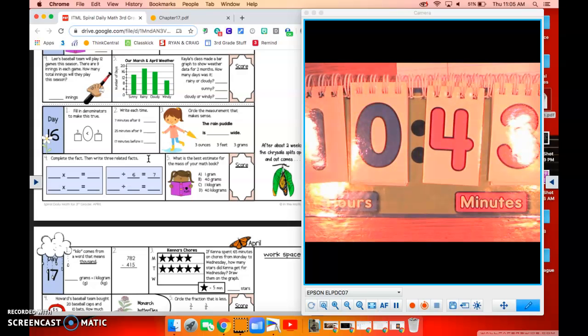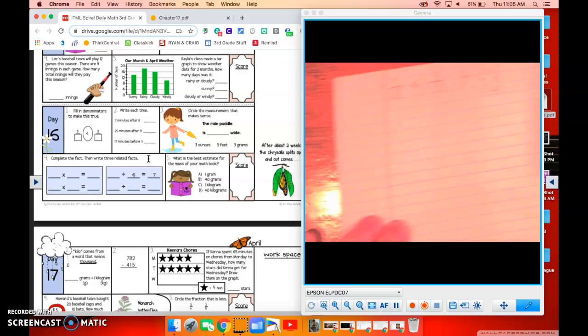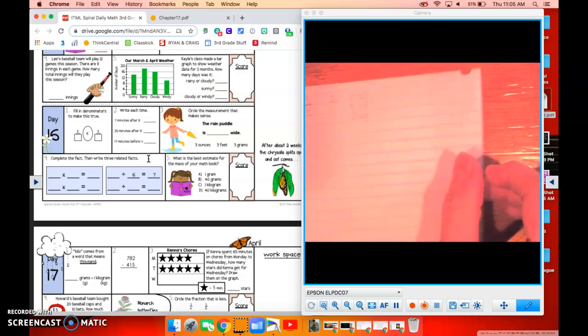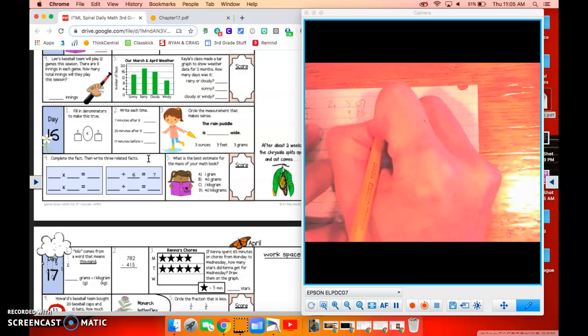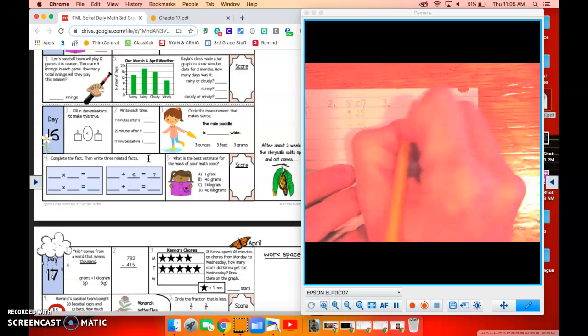That was number 2. Let's get to number 3. Circle the measurement that makes sense. The rain puddle is blank wide. Okay, so we have 3 ounces wide.